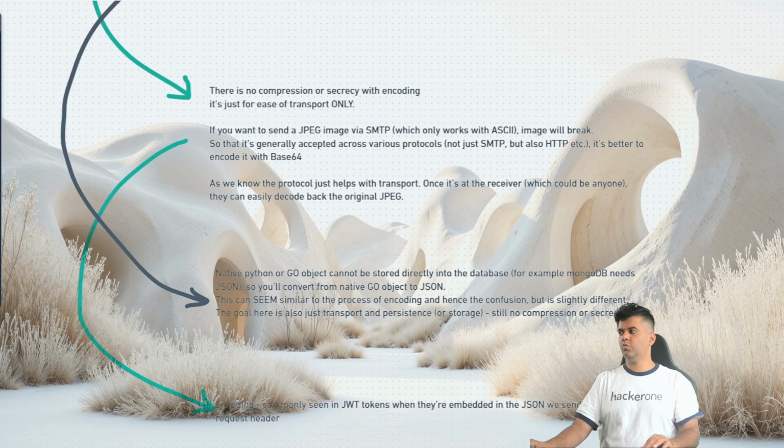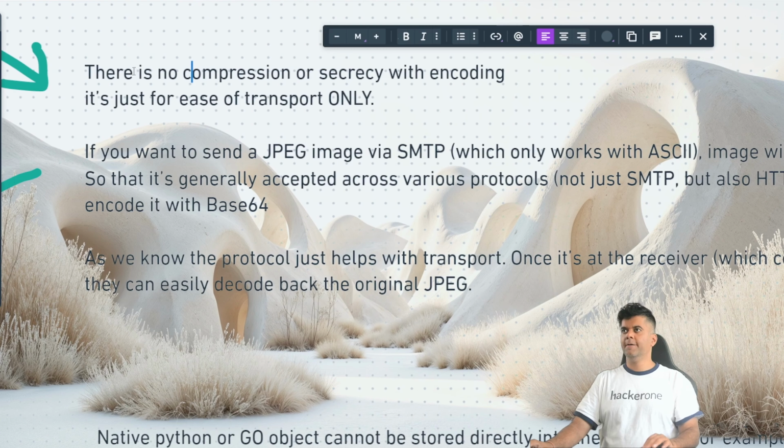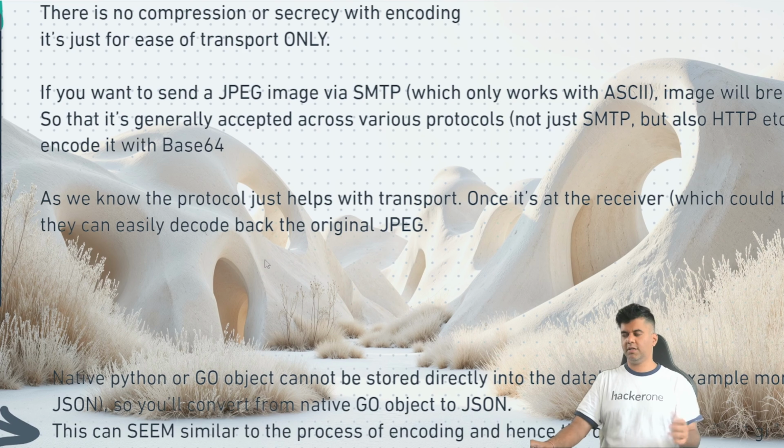Now let's understand why encoding would be used. The important thing to remember is that there is no compression or secrecy when encoding. So this is not encryption. And encryption is when you want secrecy, right? So this encoding is just for the ease of transport only. Now, why do you want that? Why do you want ease of transport?